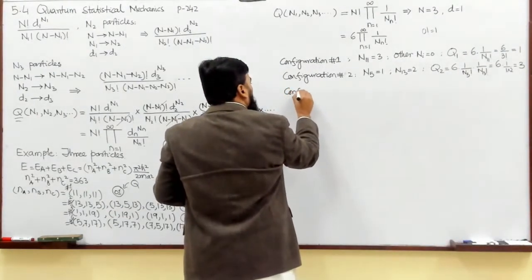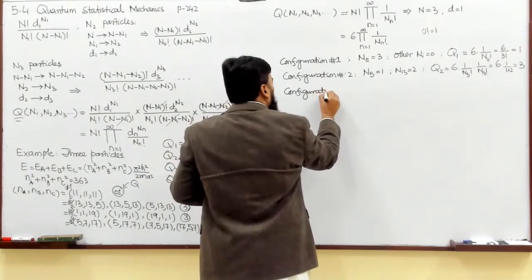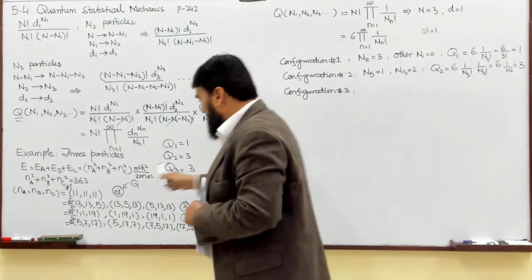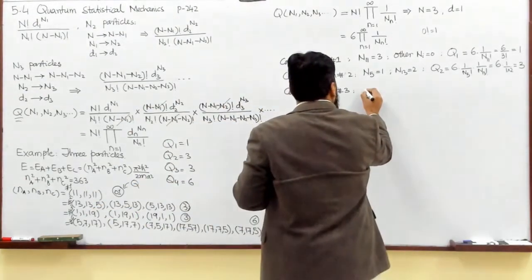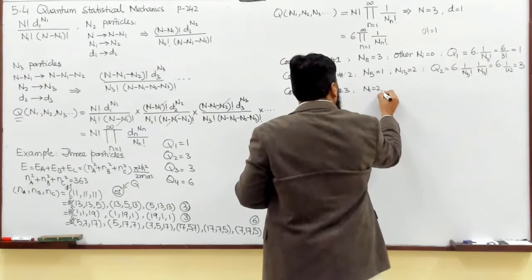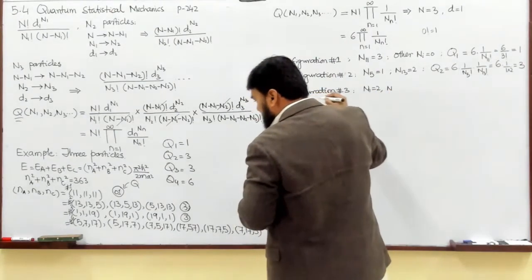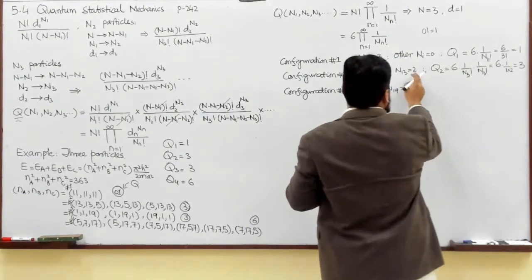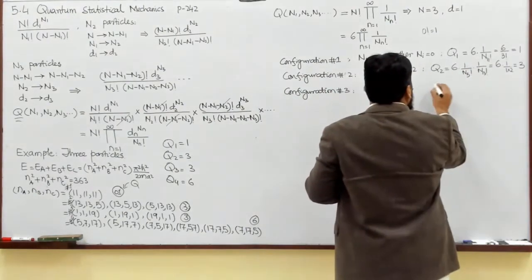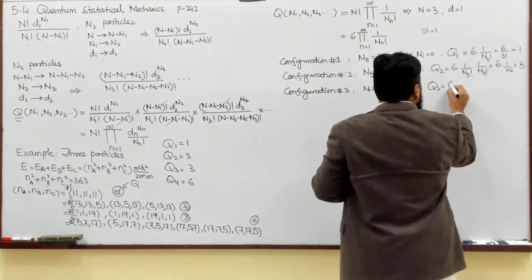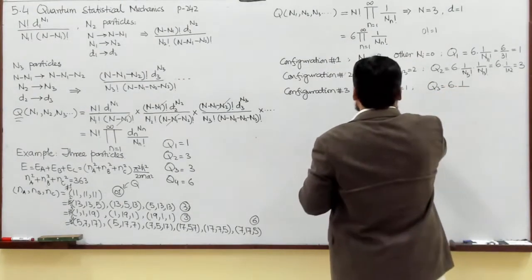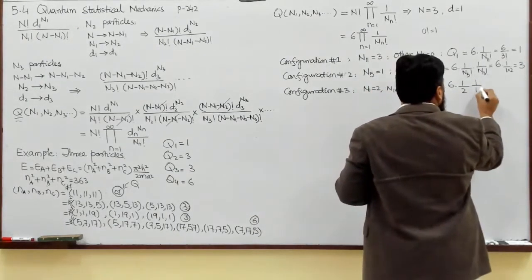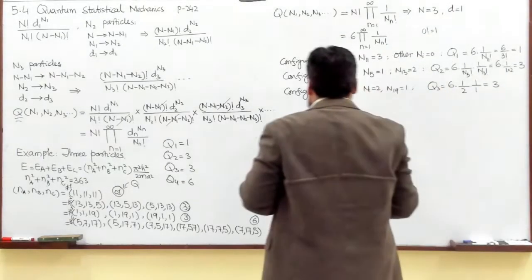Similarly, in configuration number 3, we are having n1 equals 2 and n19 equals 1. So it will be the same thing, 2 and 1, 2 and 1. So Q3 is 6 multiplied by 1 over n1 factorial, which is 2, and 1 over n19 factorial is 1, and again we got 3.